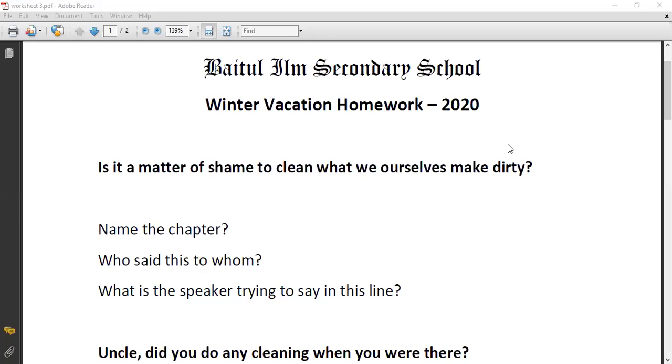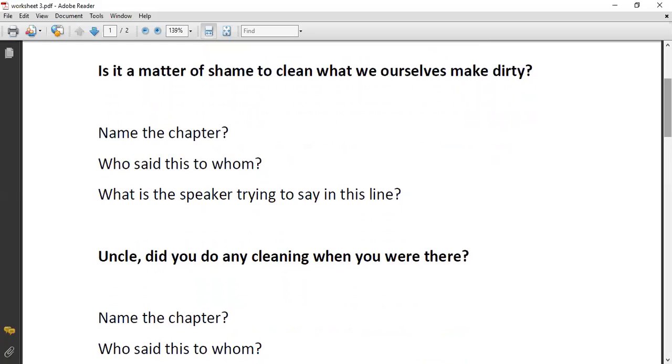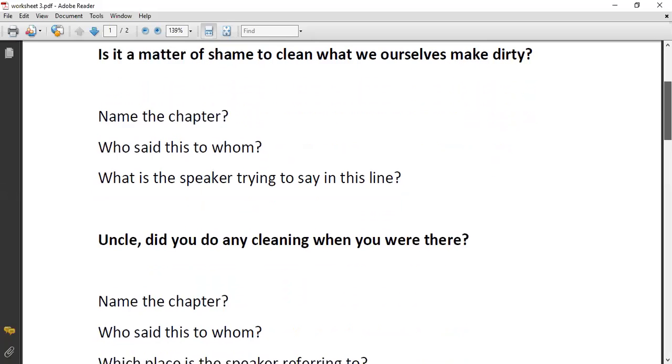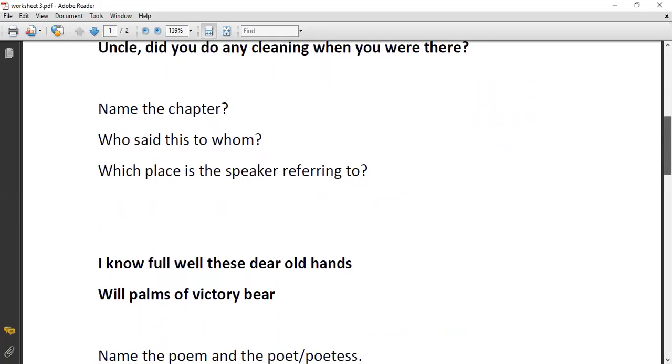And now here, just have a look at these questions. Reference to context question: you need to name the chapter, who has said this to whom, and what the speaker is trying to say in this line. All right. Then again, there's another dialogue. That means you need to practice all the chapters thoroughly, read them thoroughly, especially the ones which have dialogues, and obviously all the poems. There are around 12 to 13 poems.